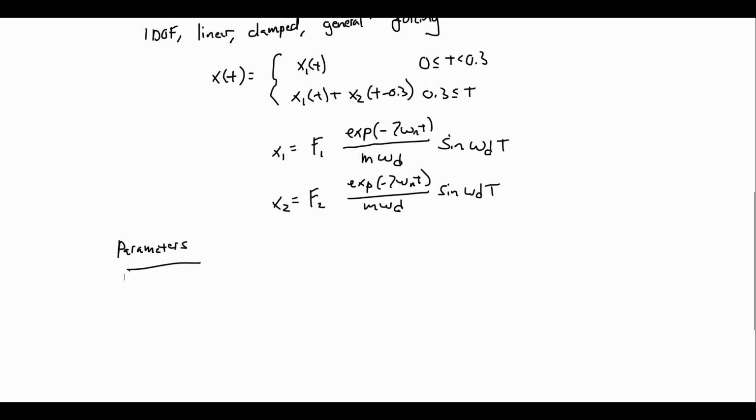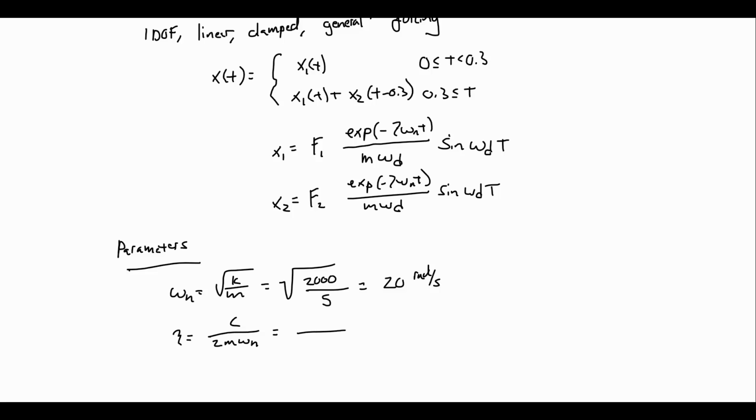So parameters we're going to need, well, certainly we're going to need the natural frequency, root k over m. And again, the system we were provided both of those values. We have 2000 is our k and our m is 5. So the natural frequency comes out to 20 radians per second. And our zeta, we get c over 2 m omega n. And based on the given values, we were told that c was 10. We're all in base units here. 2, 5, and the 20 we just found. So our zeta is 1 over 20.